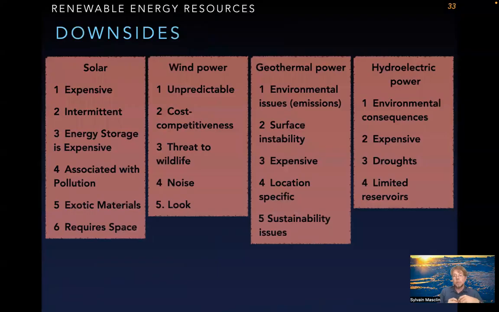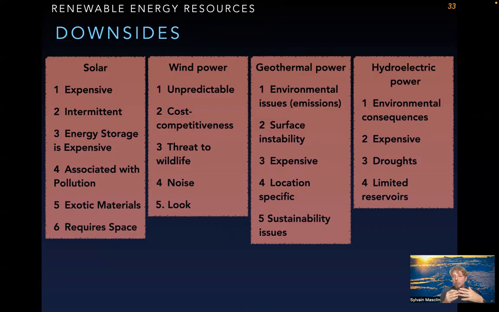Quickly, I'll go over the downsides of each of those renewable energy resources with this table. I'm not going over each point, you can review them. Solar energy has become less expensive. It's still kind of expensive because you need a lot of solar panels to produce a specific amount of energy. So there is still a little issue regarding the expense, but it's getting better and better. It's also intermittent because it needs to be powered by the sun. Of course, it doesn't work during nighttime.